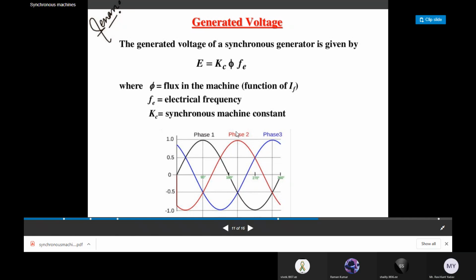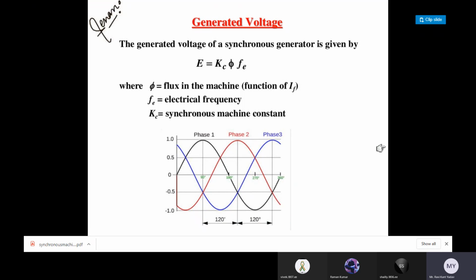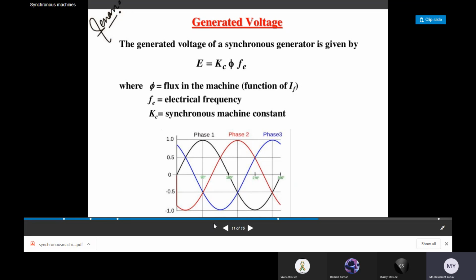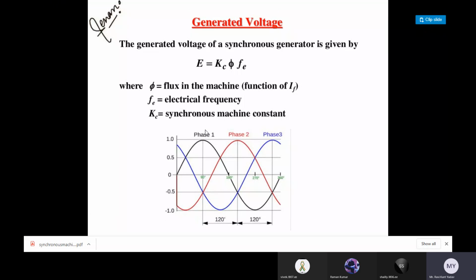This is phase 1, phase 2 and phase 3. We make the three phase winding, each phase displaced by 120 degrees, and that is why the generated EMF is also displaced by 120 degrees. This is the 120 degree phase displacement. The phase displacement between phase 1 and phase 2 is 120, phase 2 and phase 3 is 120, and phase 3 and phase 1 is 120. Every phase has a phase displacement of 120.